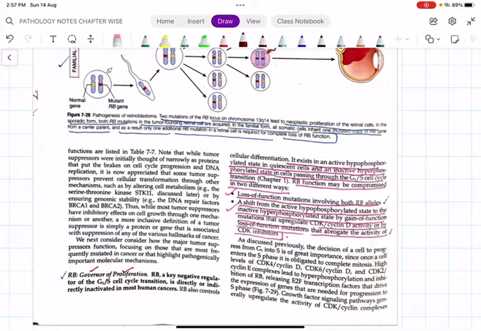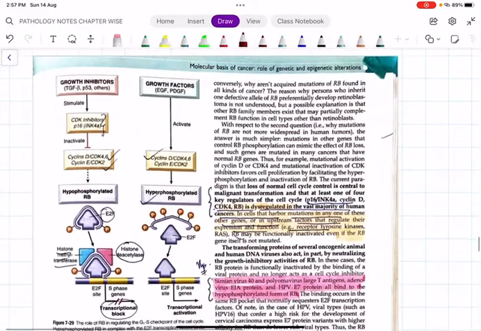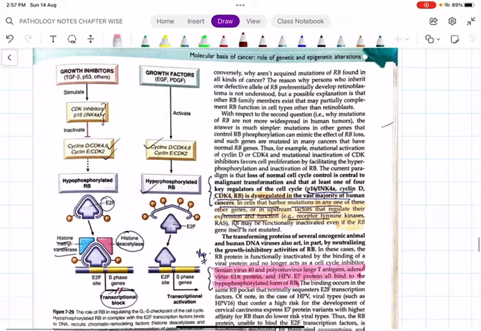Why is it called the governor of proliferation? Because it acts as a checkpoint at the G1/S phase. I told you when retinoblastoma will happen. So this is very important.